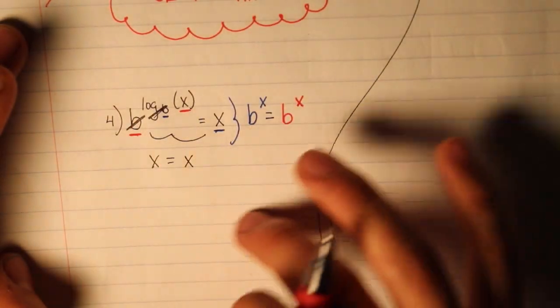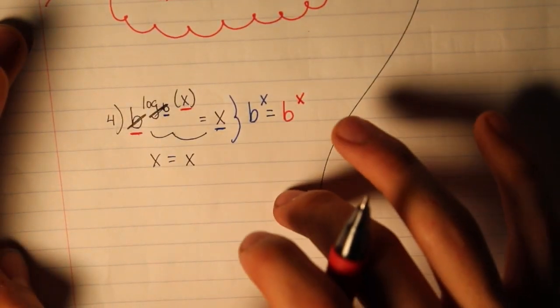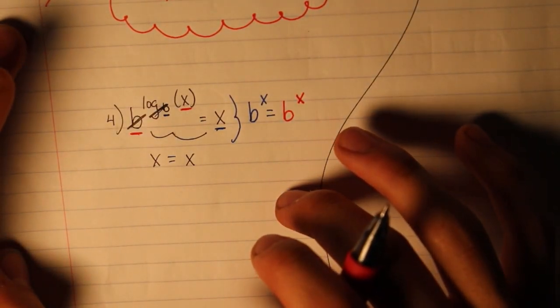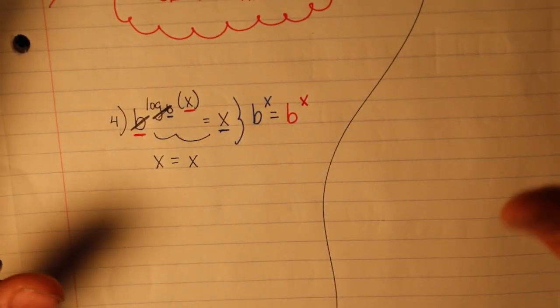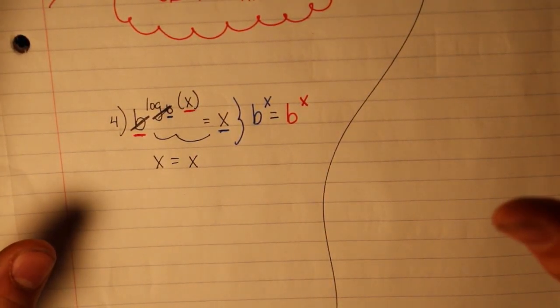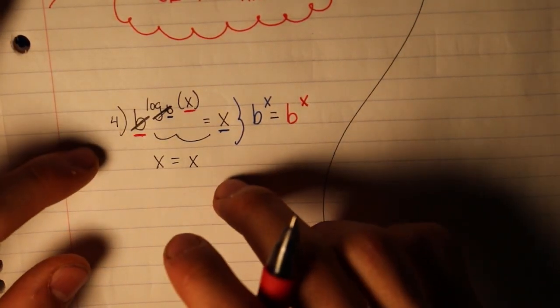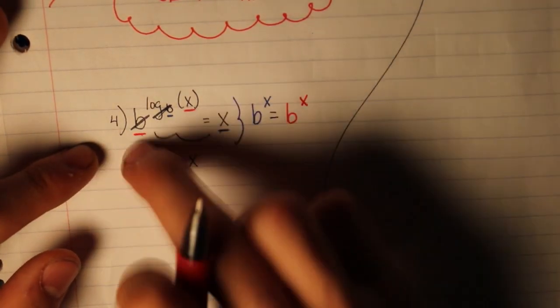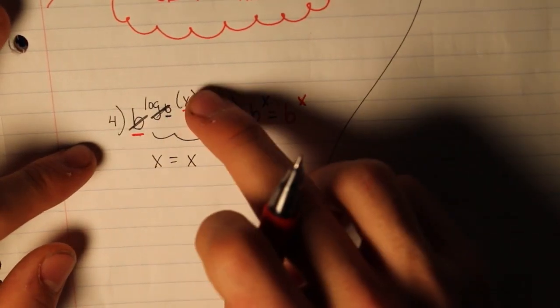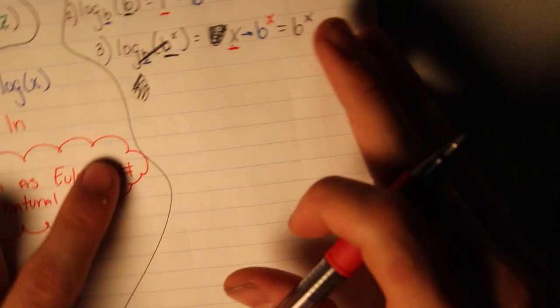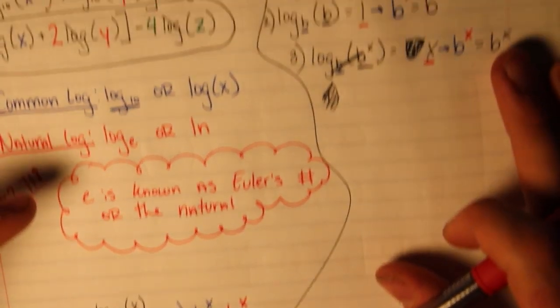Now this is the rule that's going to help you probably the most with solving things algebraically. But we don't have to worry about that until next week or Friday. Don't worry about that for the quiz. Just understand that when you have the same base of your exponent as the same base of your log, they cancel out.